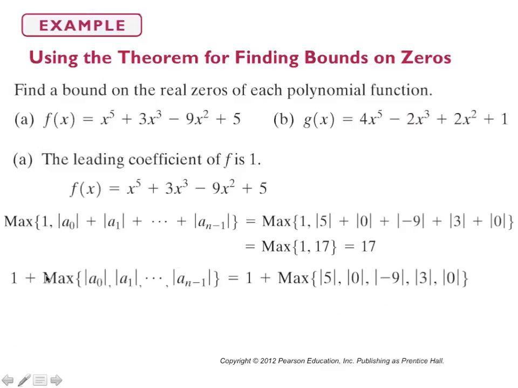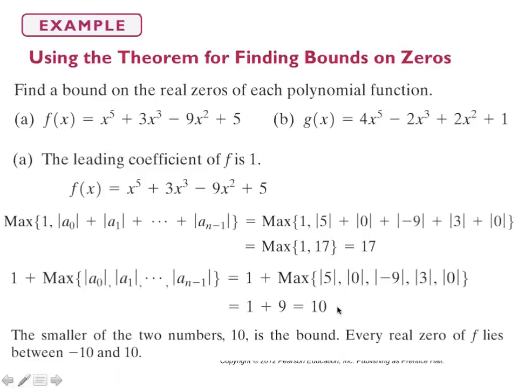Then we take 1 plus the maximum of all of our singular coefficients. So we have the maximum of absolute value of 5, absolute value of 0, absolute value of negative 9, 3, and 0. Obviously the maximum of these is the largest number, which in our case is 9. And 1 plus 9 gives you 10. Then you compare these two values, the 17 and the 10, and see which one is smaller. In our case, 10 is smaller, so that's going to be our bound. What it really means is that every real zero that we find has to be between negative 10 and positive 10.